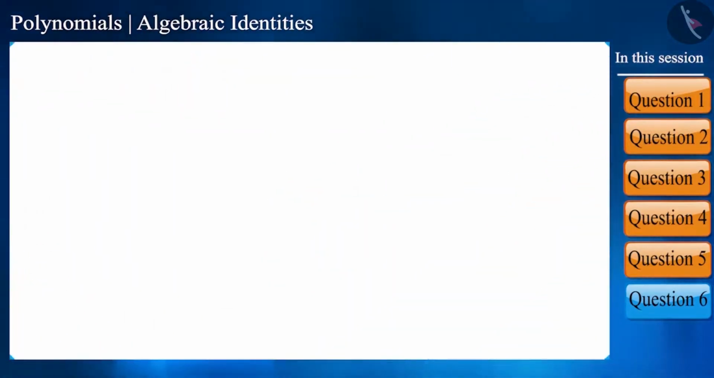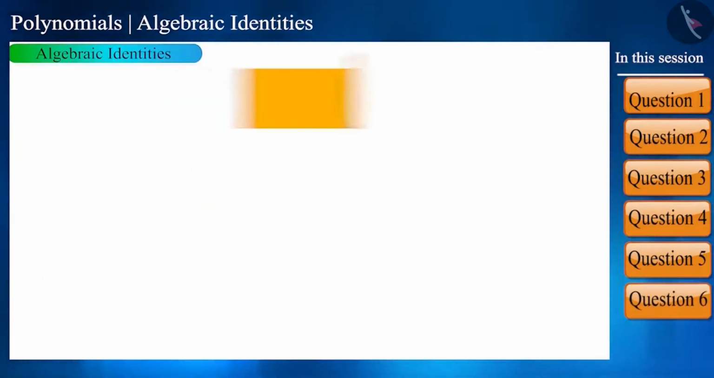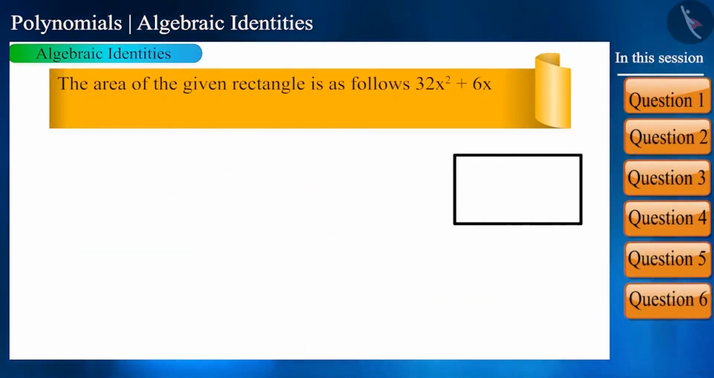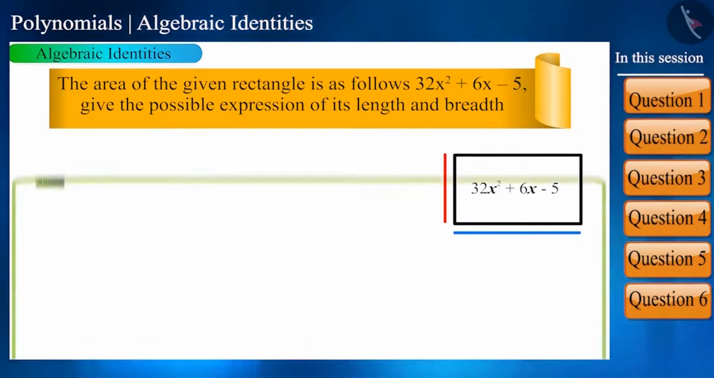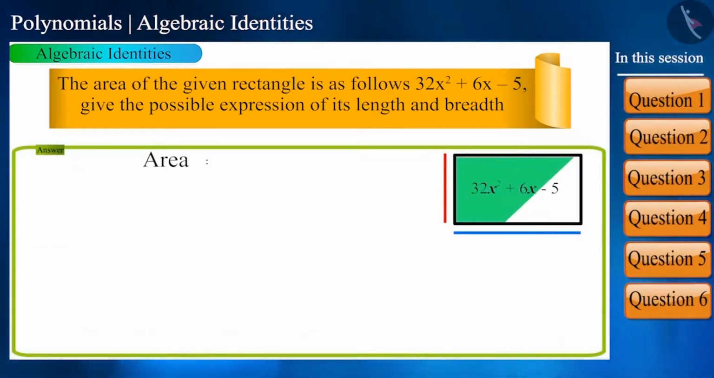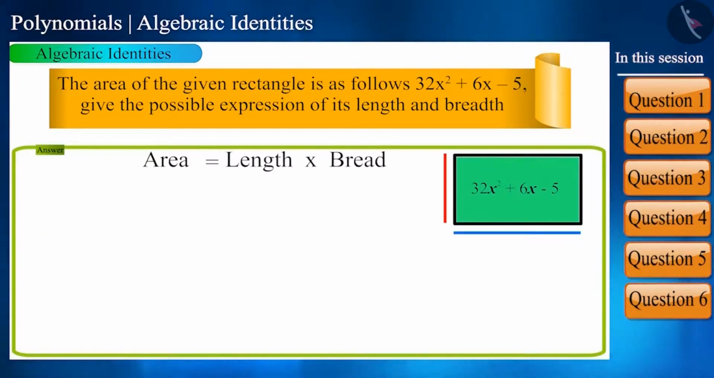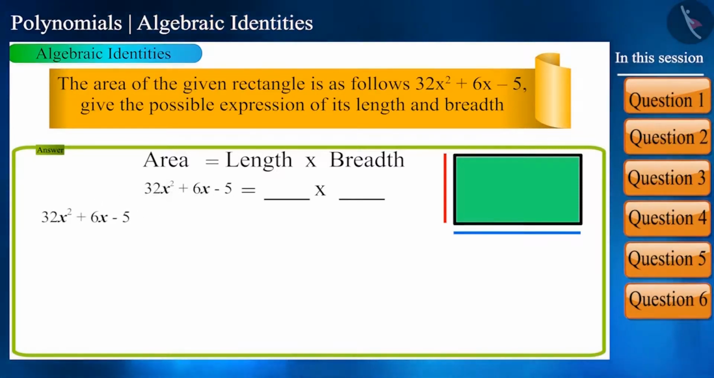And now, let's take the last question of this session. The area of the given rectangle is as follows: 32x square plus 6x minus 5. Give the possible expression of its length and breadth. Friends, the area of a rectangle is length multiplied by breadth. The area of a rectangle is a quadratic polynomial. After finding its factors, we have to substitute it with the length and the breadth. This means we have to find the factors of this polynomial.